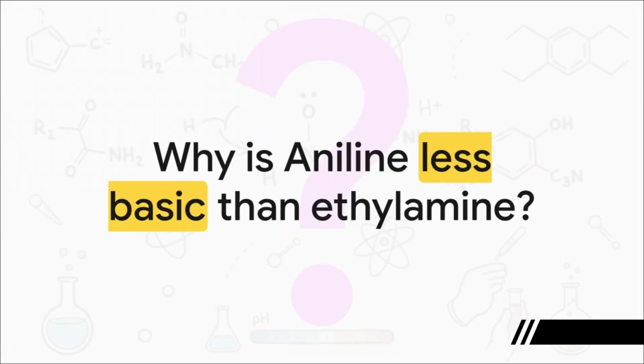Alright, let's kick things off with a classic CUET-style challenge. Take a look at this question. Why is aniline, the one with the big benzene ring, a weaker base than simple ethylamine? I mean, they both have a nitrogen with a lone pair of electrons, right? So what's the deal? If you can confidently explain this right now, you're already ahead of the game. But hey, if you're a little unsure, do not worry. By the end of this, the question is going to feel like a piece of cake.